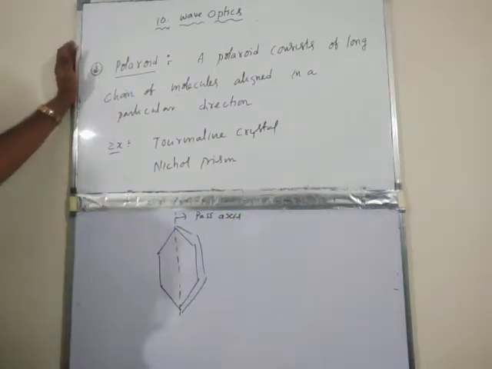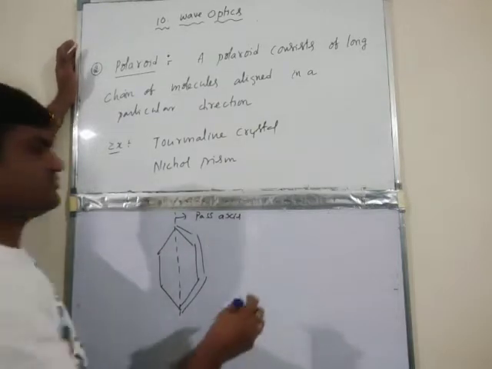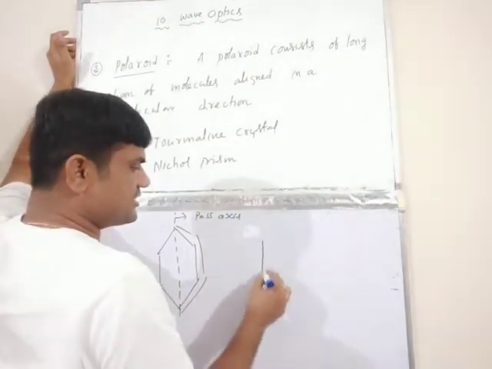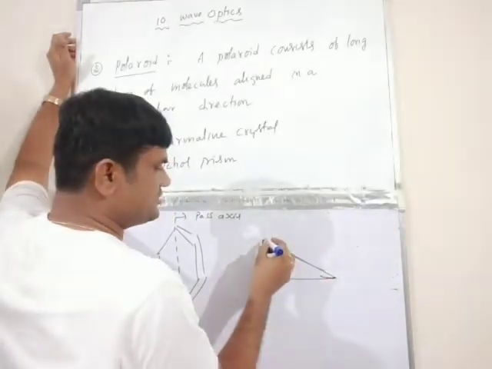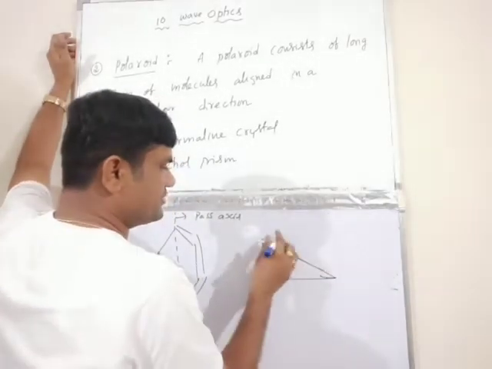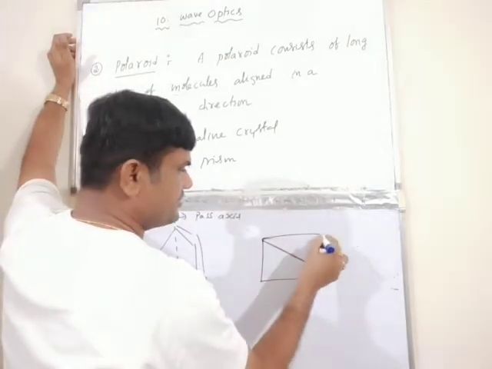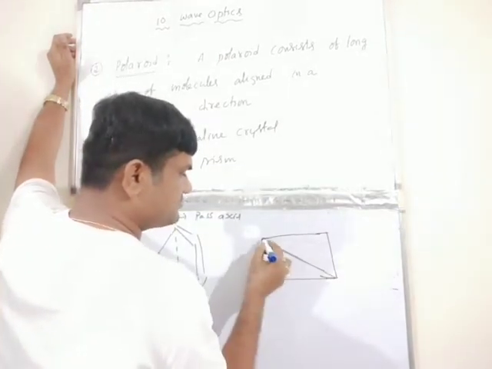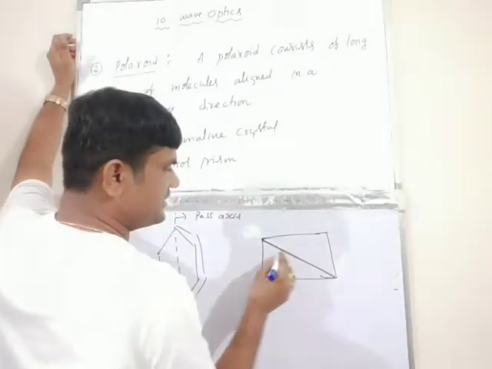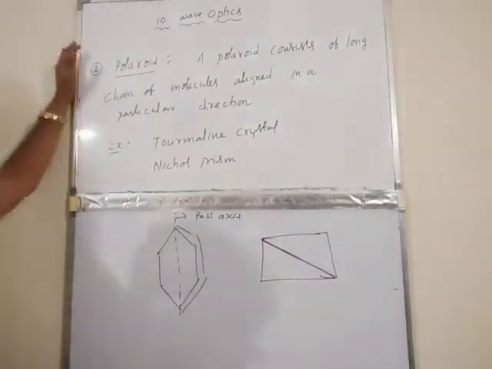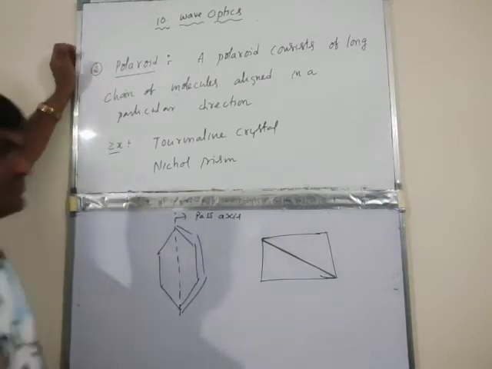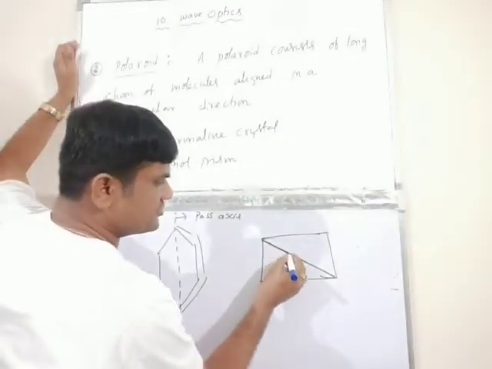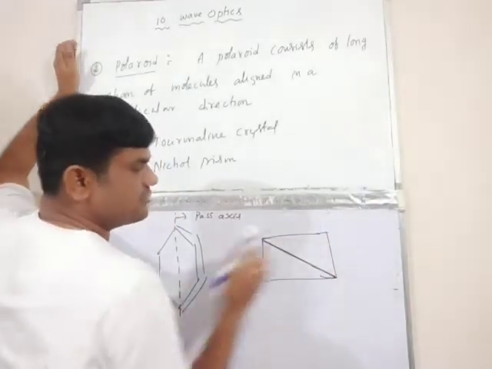Tourmaline crystal, nickel prism. The nickel prism is nothing but two prisms combined in this manner, made of CaCO3. We will join them with the help of a gum, and that gum has a name also. So with the help of gum, we can join these two prisms.